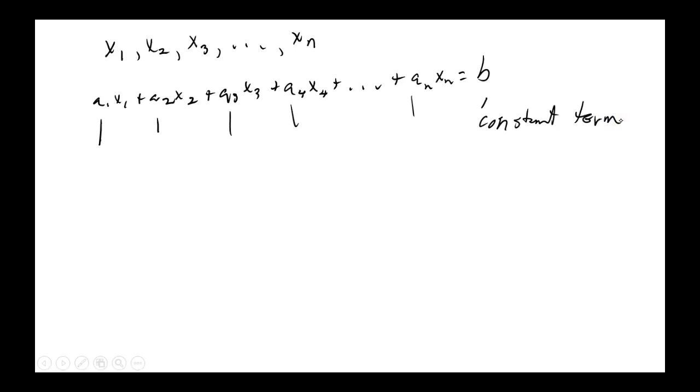Okay, because it can't have a variable in it. It's a constant term. Any real number, the coefficients, any real number. And we usually call the first one, a sub 1, the leading coefficient, because we call a sub 1 x sub 1 the leading term. This is just nomenclature here.